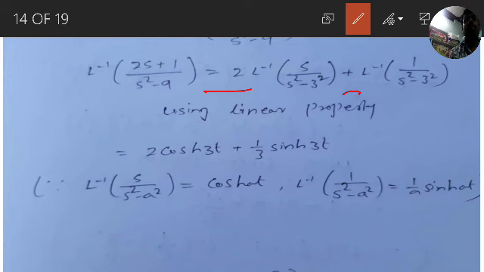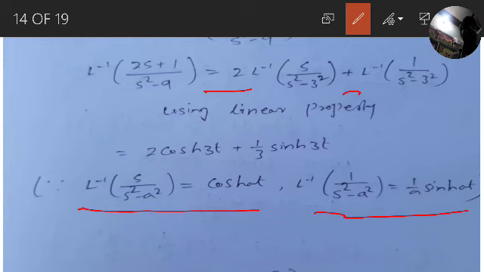Now use the formula. What is the formula you have to use? L inverse of s by s square minus a square is equal to cosh at. L inverse of 1 by s square minus a square is equal to 1 by a sinh at. By using the formulas you get the answer. What is the answer? 2 cosh 3t plus 1 by 3 sinh 3t.